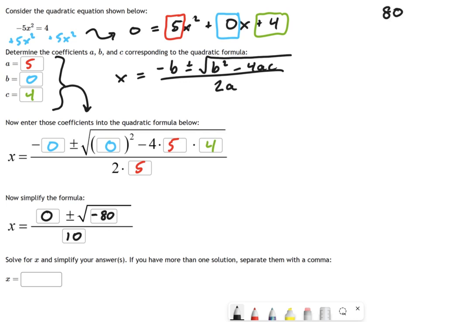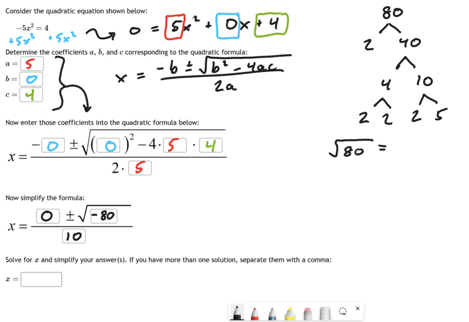First of all, I need a factor tree for 80 because that's not a nice square root. And that's going to turn into 2 and 40. 40, you know what, I'll just do 4 and 10. 4 is 2 and 2. 10 is 2 and 5. So there I have all my primes. And that means the square root of 80 equals 2 times the square root of 10.